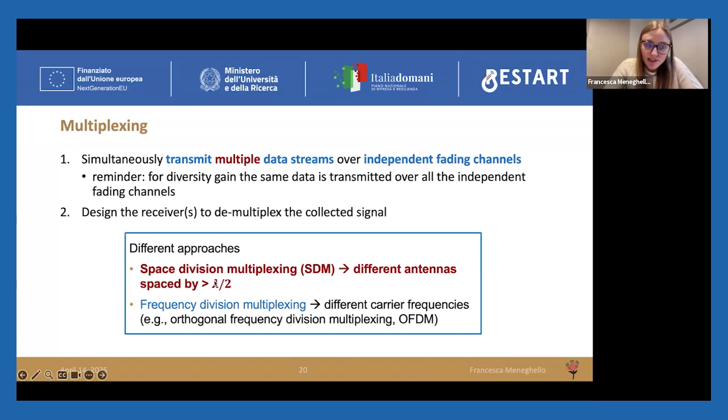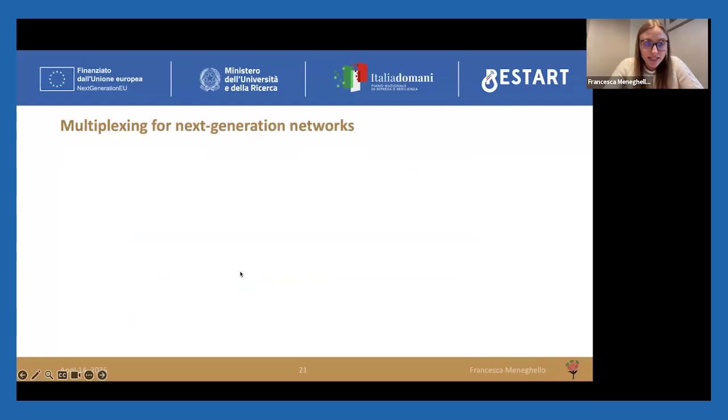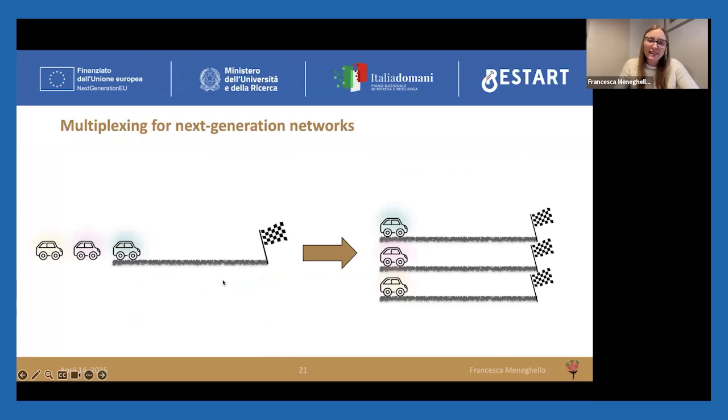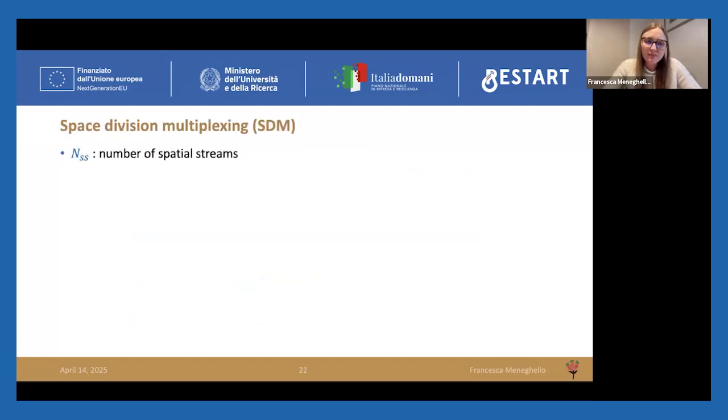Okay, so let's focus on space division multiplexing, and let's see how this can be implemented. The idea is that we want not to transmit the streams sequentially one after the other, but to transmit them simultaneously so that they will arrive at the receiver faster, and in this way we increase the data rate.